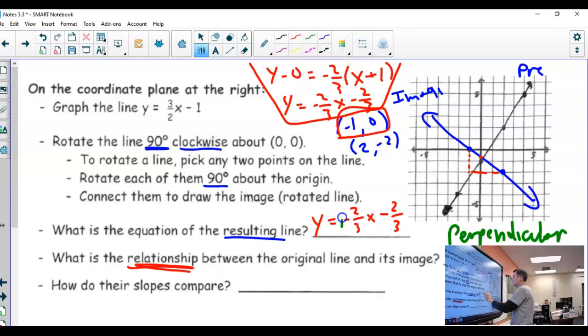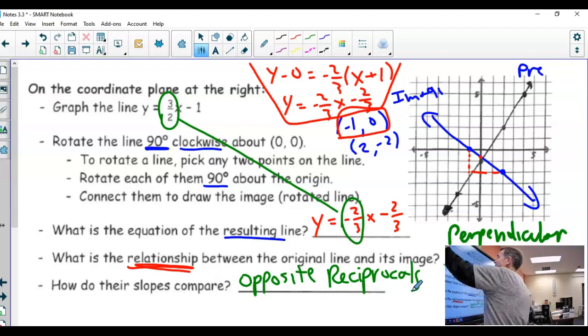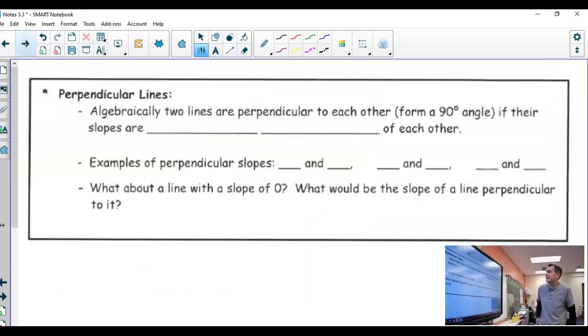And look at how their slopes compare to each other. The slope of the new line is -2/3. The slope of the original line was 3/2. So how do their slopes compare? Look at those numbers. They are opposite reciprocals. They are flipped over and they are the opposite sign. Perpendicular lines.